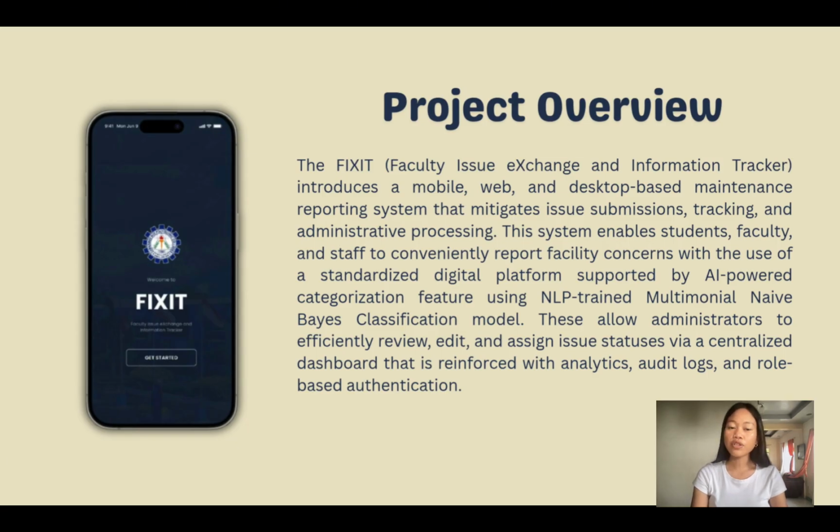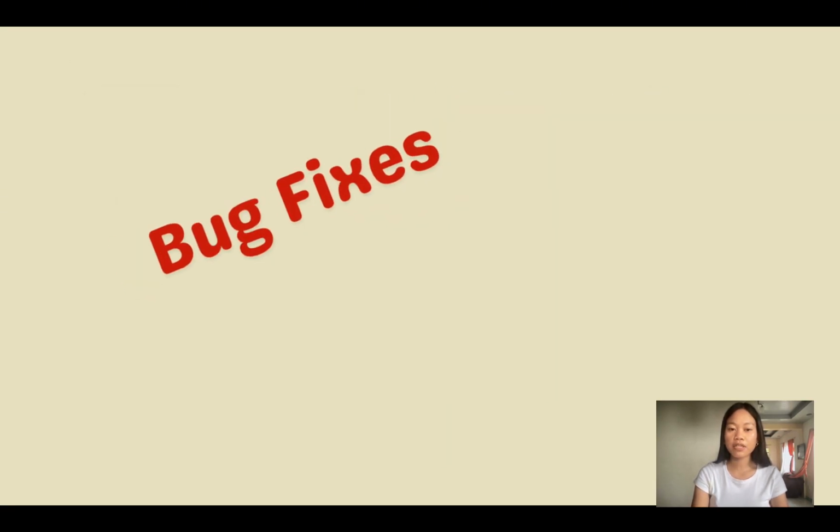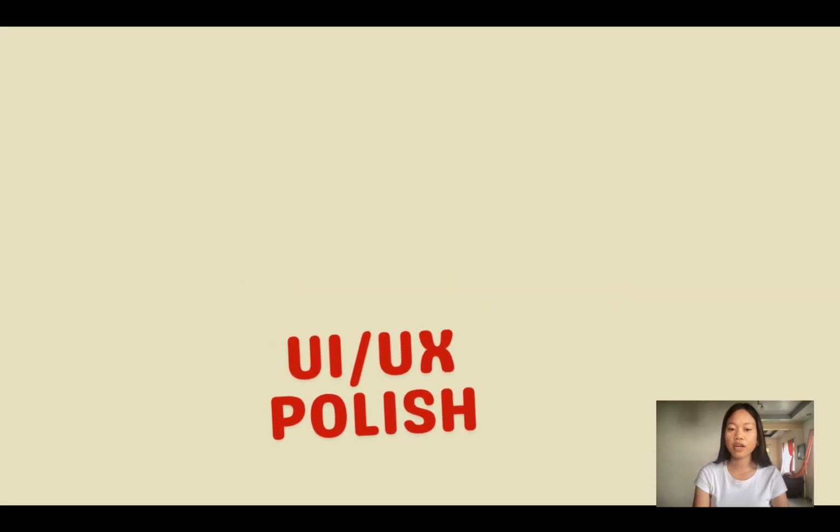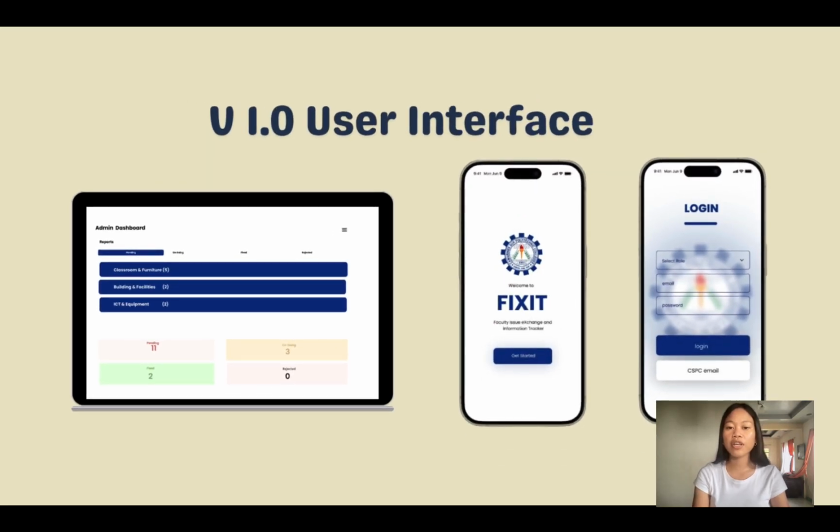From our version 1, we encountered only a few problems, and those are the bug fixes, like in the account profile, the image doesn't show, specifically in the web view. So we need to fix that, and also model improvements for faster categorization, and our UI and UX polish, because as you can see here, it is a very beginner, flat application. So we had to do something for that.